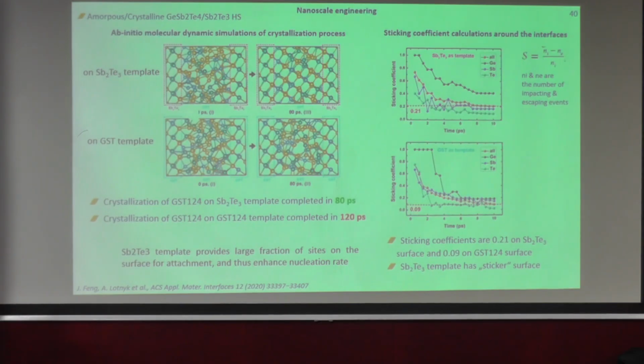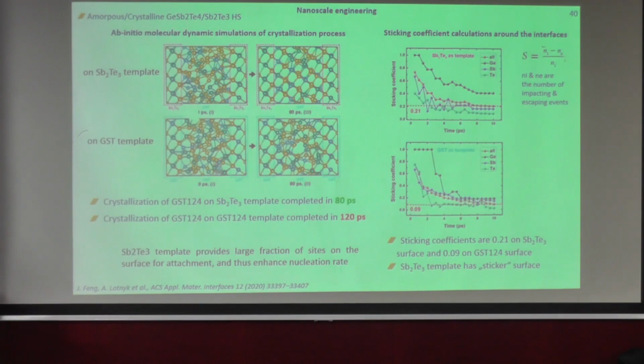The sticking coefficient shows you how effectively your species can be attached to the surface or to the interface. It is defined by this equation: (Ni minus Ne) divided by Ni, where Ni is the number of impacting atoms, and Ne is the number of escaping atoms.